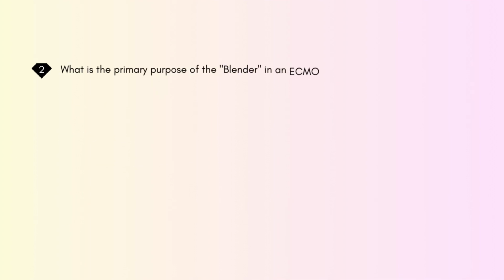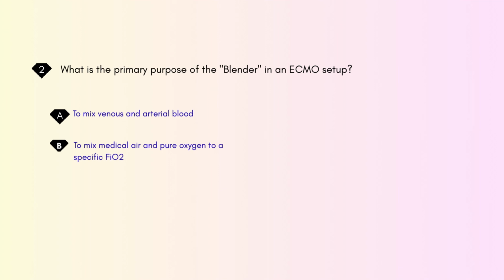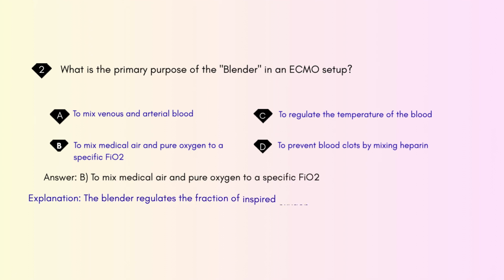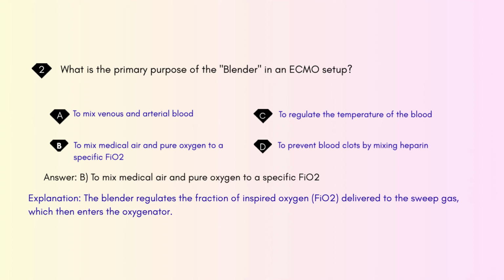What is the primary purpose of the blender in an ECMO setup? A. To mix venous and arterial blood. B. To mix medical air and pure oxygen to a specific VO2. C. To regulate the temperature of the blood. D. To prevent blood clots by mixing heparin. Answer: B. To mix medical air and pure oxygen to a specific VO2. Explanation: the blender regulates the fraction of inspired oxygen, VO2, delivered to the sweep gas, which then enters the oxygenator.